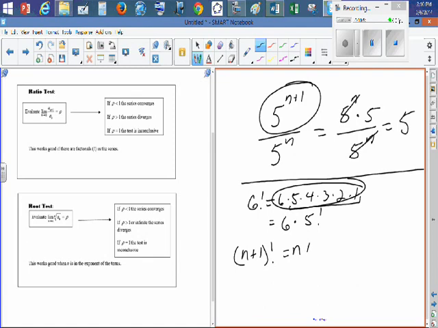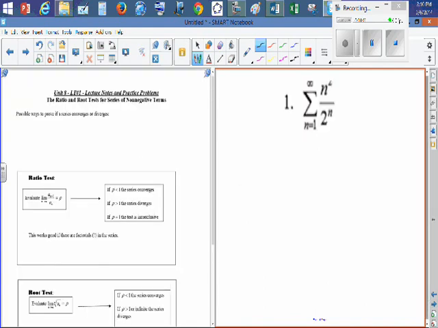That's the first term, or the first multiplier, times n factorial. Okay? So we need to keep those in mind when we go and simplify these things when we're using the ratio and root test and we simplify.